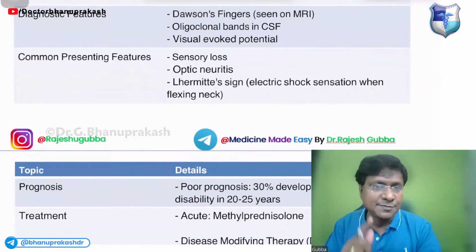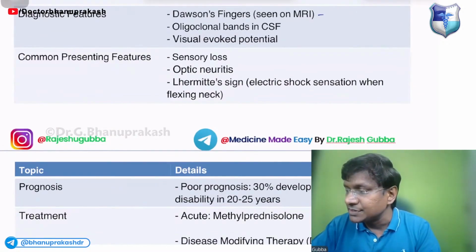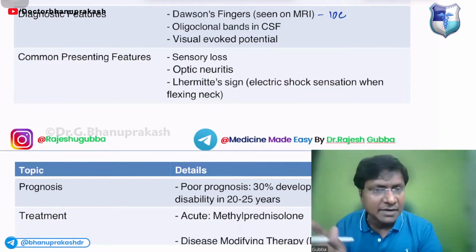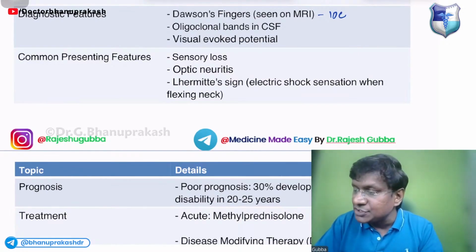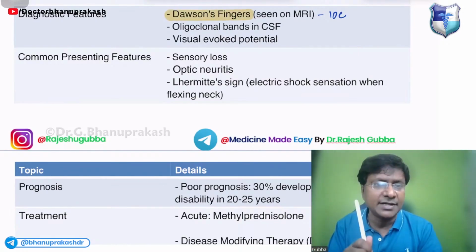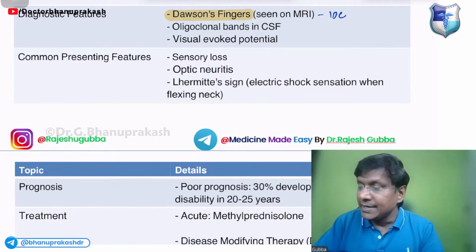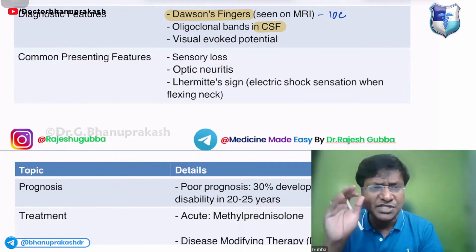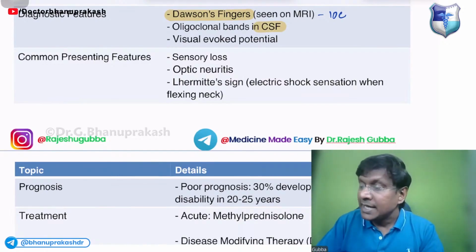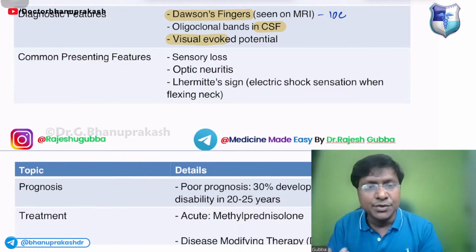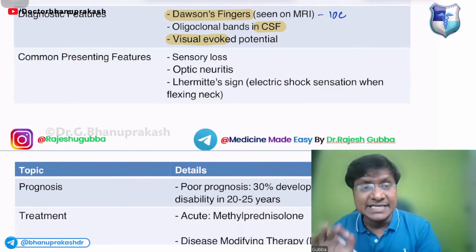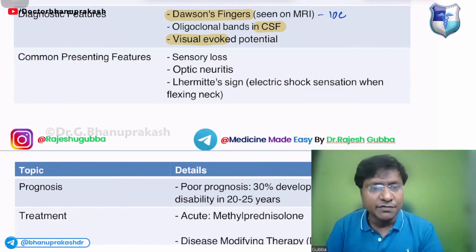Then, how will you diagnose these patients? The diagnosis of multiple sclerosis is mainly by MRI. What will the MRI show you? It will show demyelinating plaques present mainly in the periventricular area, which gives a picture of Dawson's fingers, a characteristic feature of multiple sclerosis. And what will the CSF analysis show? There will be oligoclonal bands, which is very characteristic of multiple sclerosis. And because the optic nerve is commonly affected, visual evoked potentials will show delayed latency, because of demyelination.